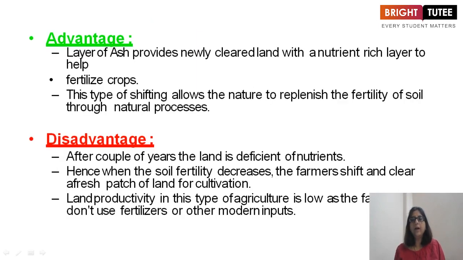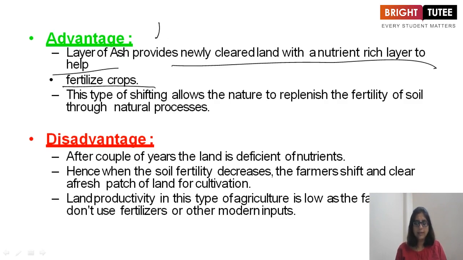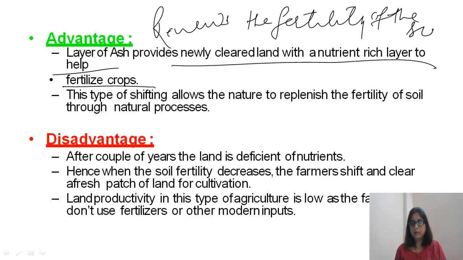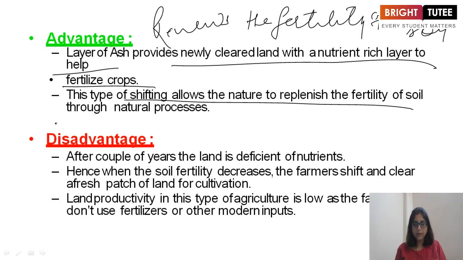Now, what is the advantage of slash and burn? The layer of ash provides newly cleared land with a nutrient-rich layer to help fertilize crops. That means, as I told you, it renews the fertility of the soil. This type of shifting allows nature to replenish the fertility of soil through natural processes.